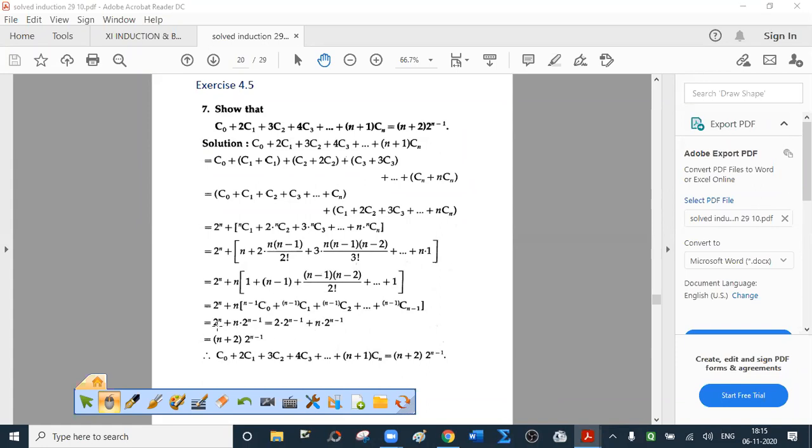Next step. This 2 raised to n is written as what? 2 into 2 raised to n minus 1. Laws of indices. Now why to write like this? Because we have to take 2 raised to n minus 1 common. Simple. Some students will say, sir, why to waste time? Just say taking 2 raised to n minus 1 common. Yes, that is also correct. So when I take 2 raised to n minus 1 common, what remains in bracket is 2 plus n, that is n plus 2. Hence the result.